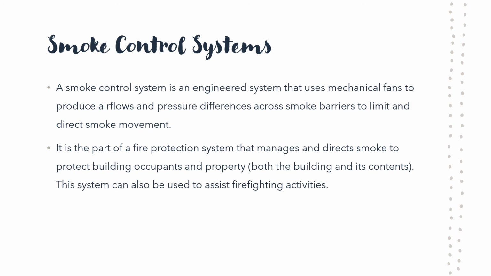A smoke control system is an engineered system that uses mechanical fans to produce airflows and pressure differences across smoke barriers to limit and direct smoke movement. It is the part of a fire protection system that manages and directs smoke to protect building occupants and property, both the building and its contents. This system can also be used to assist firefighting activities.